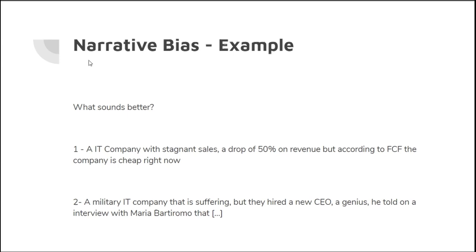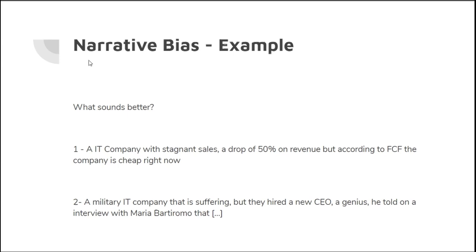So we are going to hear this, and please leave a comment. Tell me what example sounds better. First one: an IT company with stagnant sales, a drop of 50% on revenue, but according to the free cash flow model, the company is really cheap now. Okay, this is the first example, and yes, I'm going to dramatize this a bit, even more in the second.